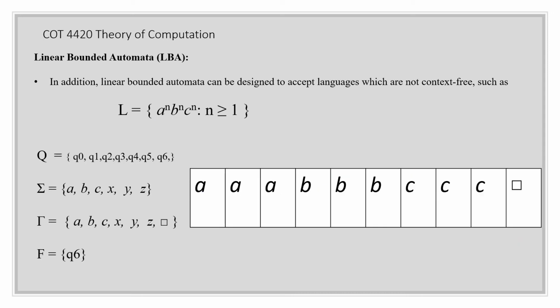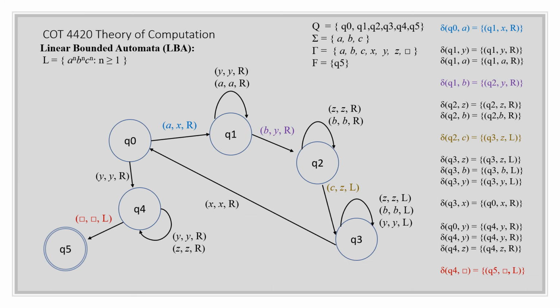All right, so this is an example. We would use 7 states. Q6 is going to be our accepting state. We have our alphabet, and we have our tape alphabet, which has the extra blank, which is not part of our alphabet but is part of our tape alphabet. And here is an example of the LBA, which is very similar to the other example that we already did, which was A to the N, B to the N, C to the N, where N does not equal 0.